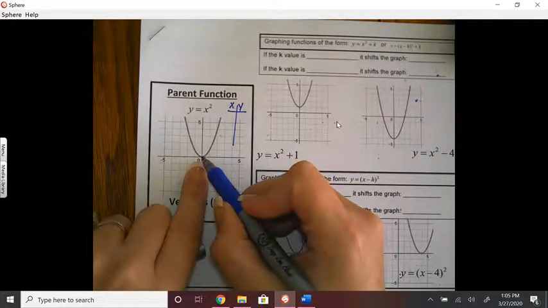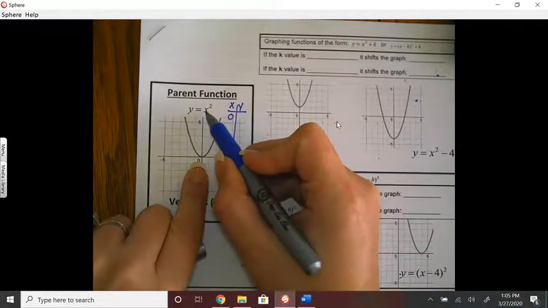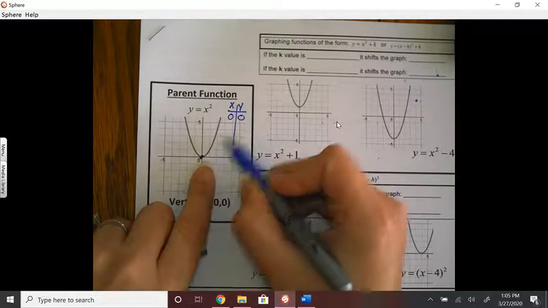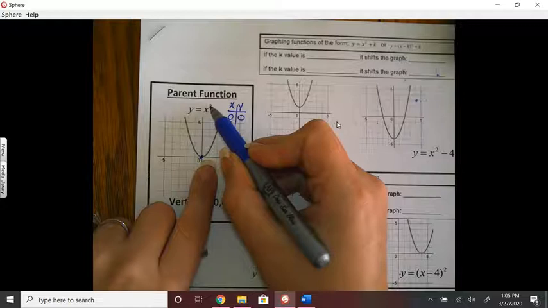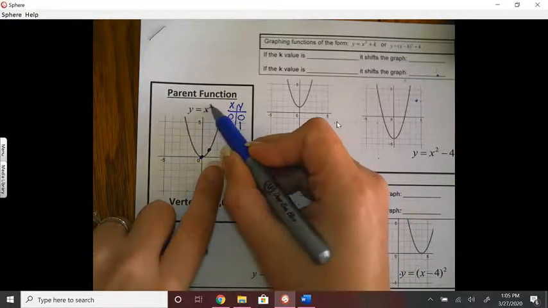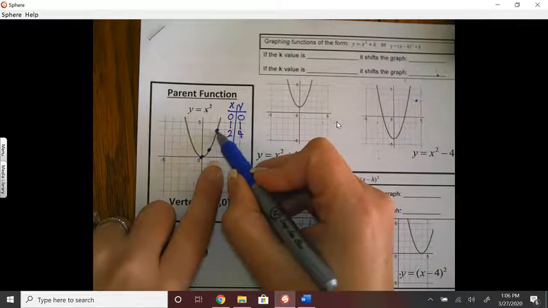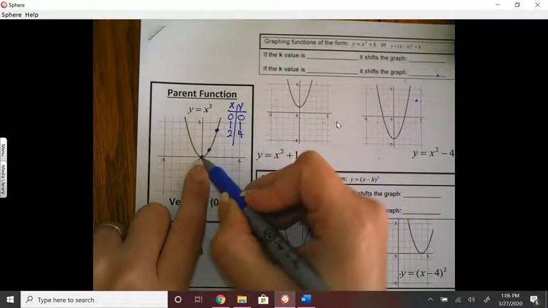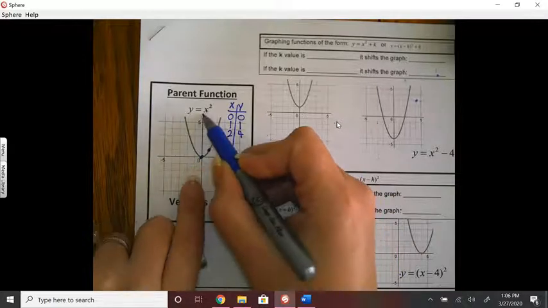So for example, if we plugged in 0 for x, 0 squared is 0. So that's where all these points came from. If we plug in 1, 1 squared is 1. If we plugged in 2, 2 squared is 4. So that's how this graph gets graphed. And then remember, with a parabola, there's a line of symmetry.